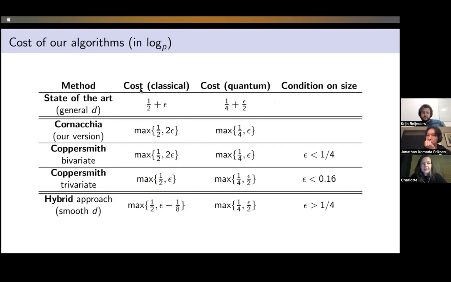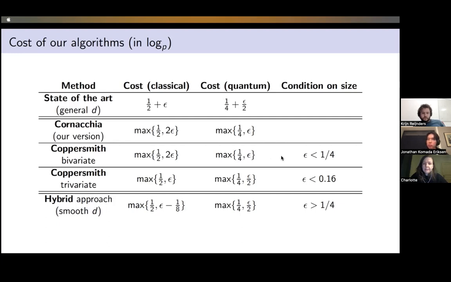So we can see that with Carnacchia, actually, we obtain a speed up in that case, if we're looking at epsilon bigger than zero. And we have no condition on the size of epsilon or the degree of D. But we still have to remember that there's this slight possibility that we have made some assumptions, and we might run into the situation where the algorithm is not actually able to solve the equation correctly.